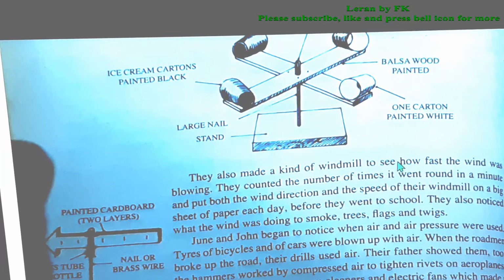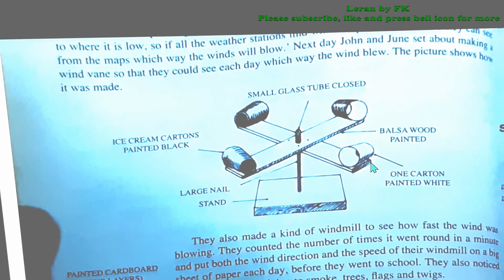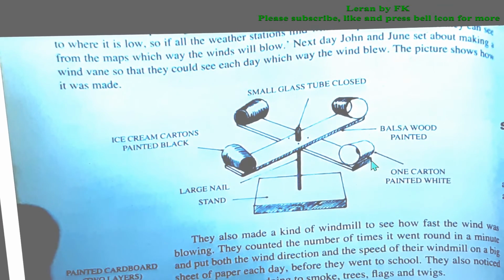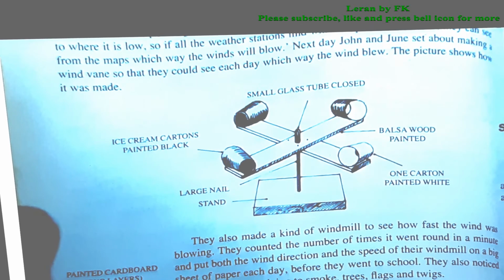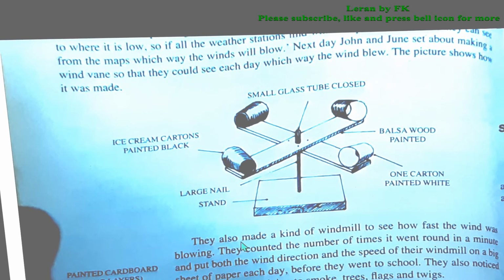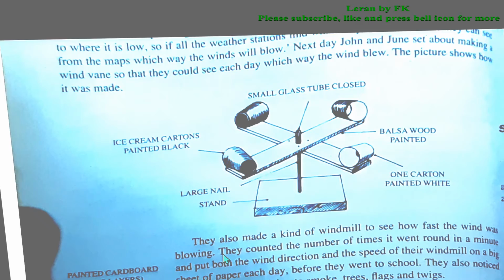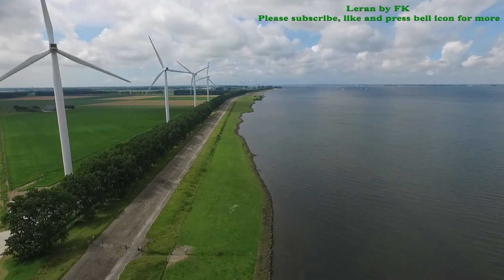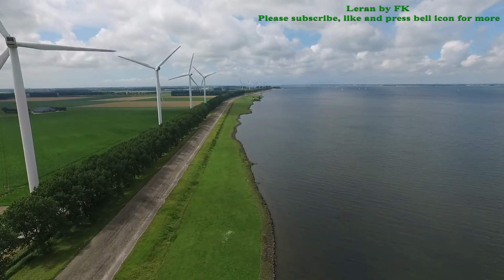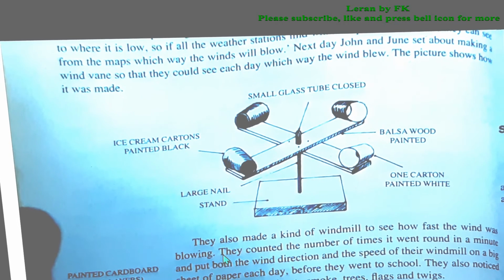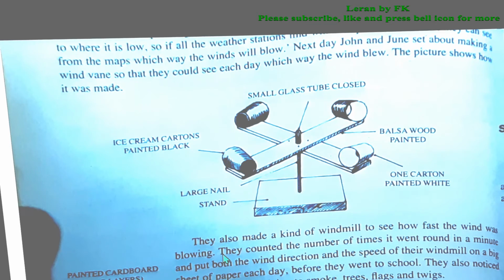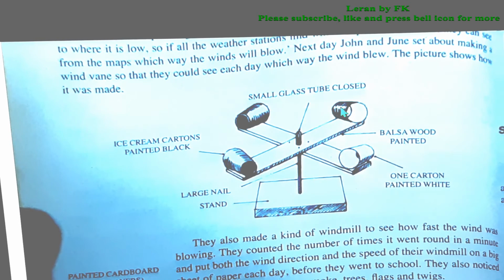Windmills right now are made in a very modern way. The white ones you can see are used for producing current. So when the wind moves, what happens? The windmill moves and current is produced through it. You can also see the windmill in the picture here. There is a glass tube closed there, and ice cream cups and other things on it, and through the air it can easily move. They also made a kind of windmill to show how fast the wind was blowing.